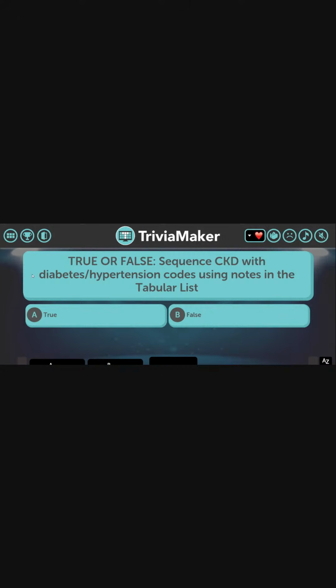Okay, true or false? Sequence CKD, or chronic kidney disease, with diabetes or hypertension codes using notes in the tabular list. True or false? You guys got this one. I'll give you a few seconds.